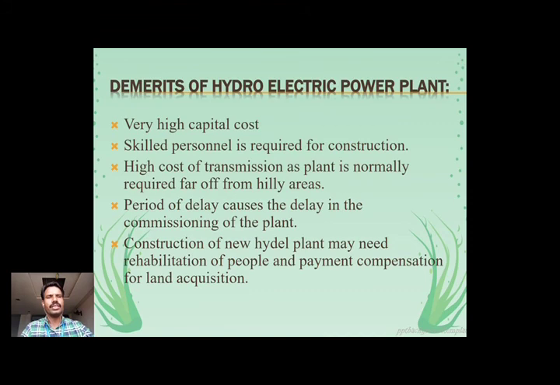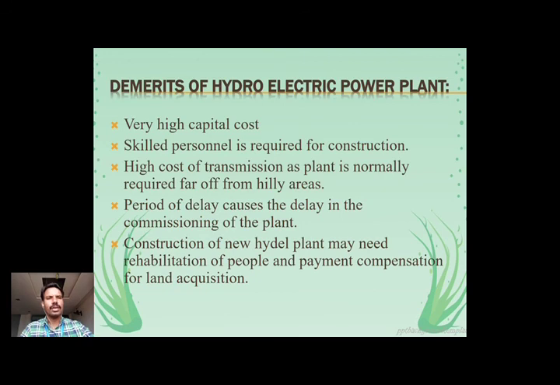Demerits: very high initial capital cost. Skilled persons are required for construction of the dam. High cost of transmission, as the plant is normally required far away in the hills. Constructing in the hills needs a high amount of transportation cost. It has a long delay period for commissioning the plant. It is a heavy construction. The delay period is another main drawback.